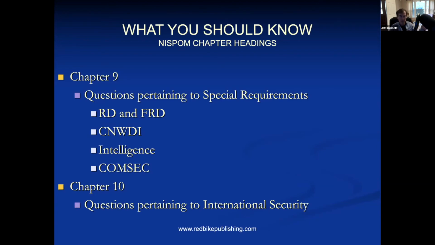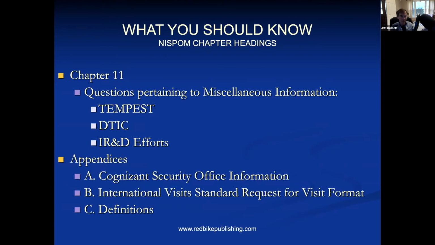International Security is Chapter 10. We're talking about agreements, treaties, how to work with foreign government information, how to work overseas, and how to ship information overseas. How to do courier, that's in Chapter 10. Chapter 11, you're going to get the miscellaneous information. So that's a small chapter. If you get anything on Tempest or DTIC or IR&D efforts, you only have to go to one chapter to do that.